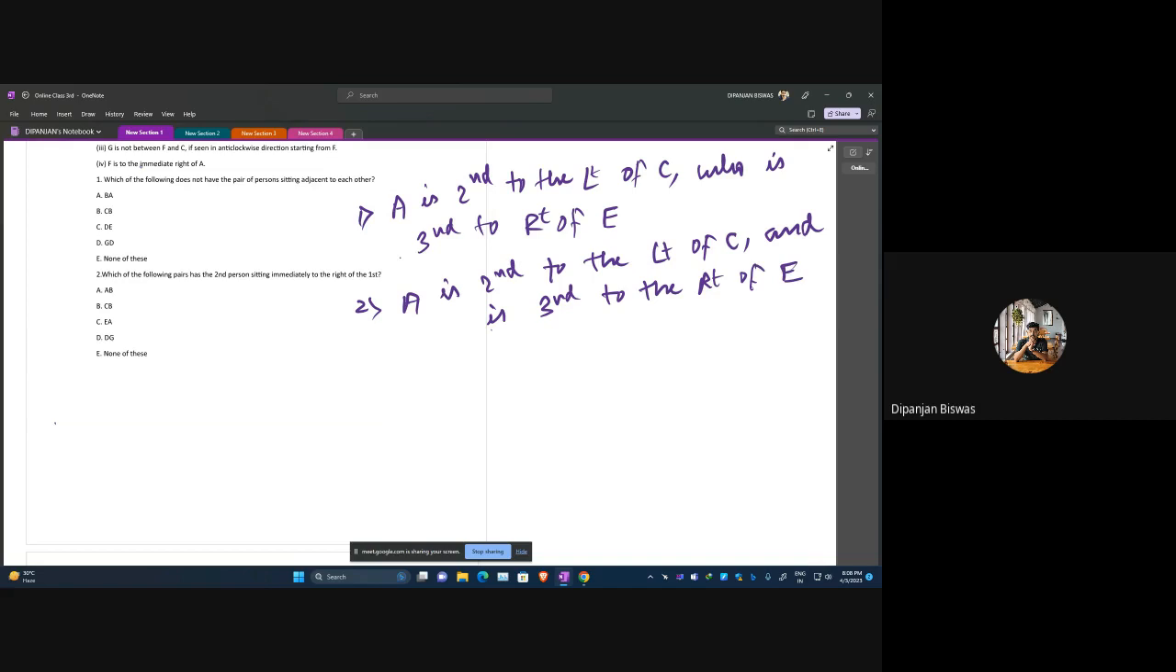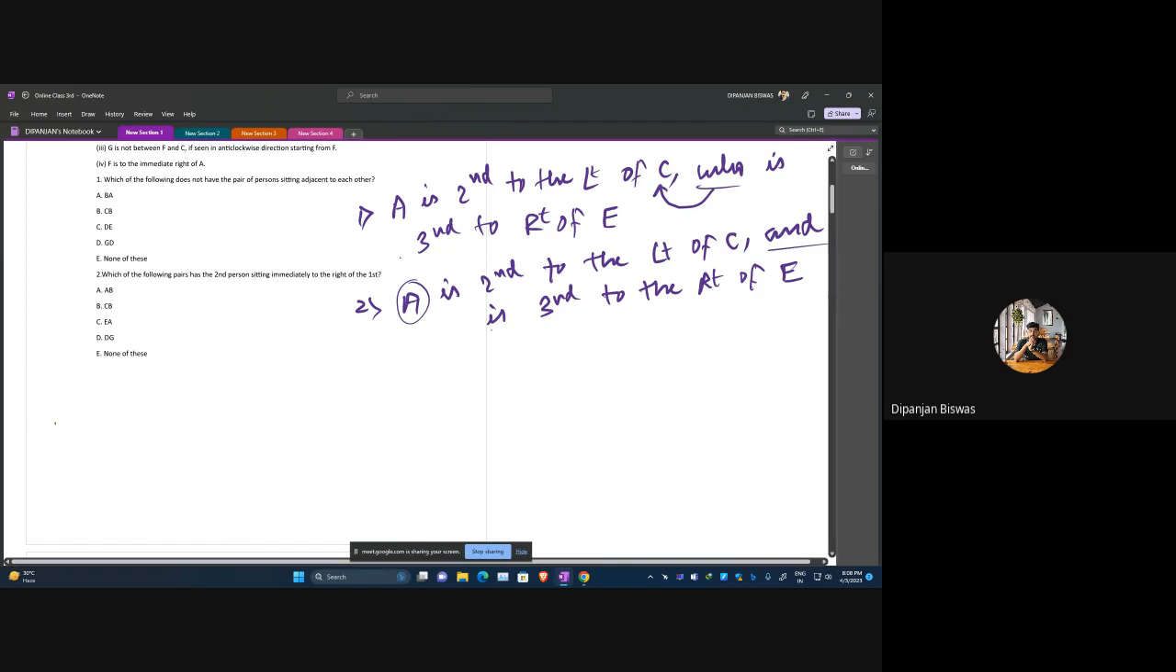So as you can see, two sentences are being joined, one by who and another by and. So if two statements are joined by who, you should connect to the last person. Okay. A is second to the left of C, who, that means C is third to the right of E. And again in the second statement, it is being joined by and. So you have to relate to the first person, first subject. A is second to the left of C and is third to the right of E means A is third to the right of E. So, if it is joined by and, you have to connect it to the first subject. And if it is connected by who, then you have to connect it to the last subject. Here it is C, and in the second statement, here it is A.